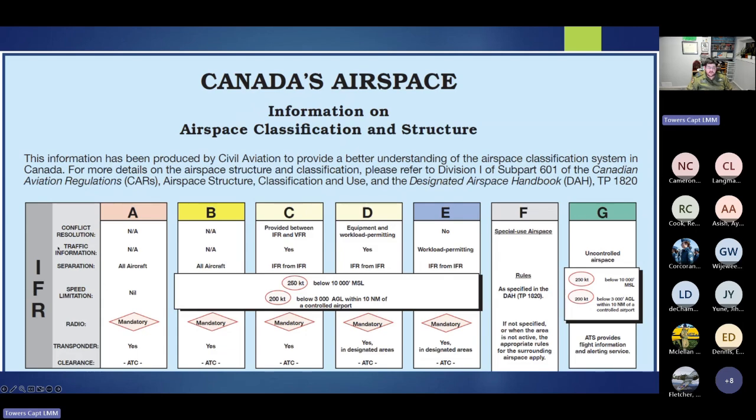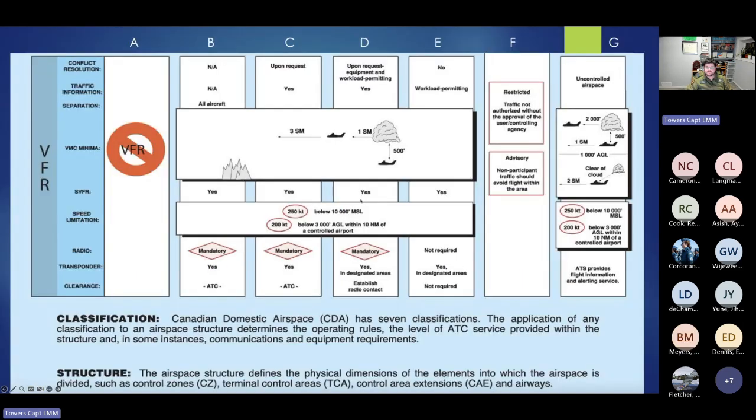We don't need to know anything related to IFR regulations for the test. We're only concerned about VFR regulations. But here's some additional information about those classes. Okay, so when it comes to VFR, we've already talked about this many times.